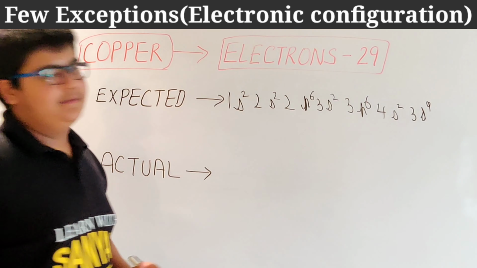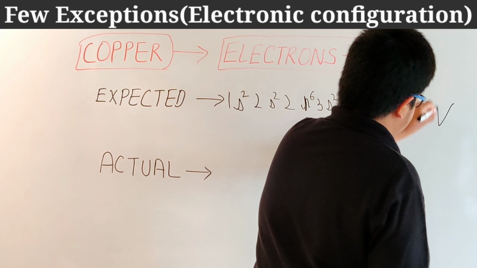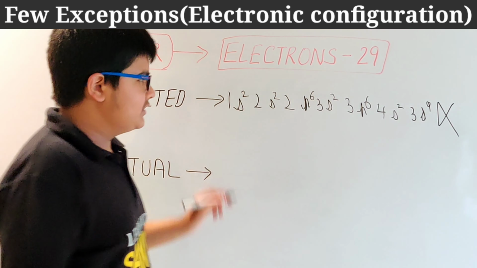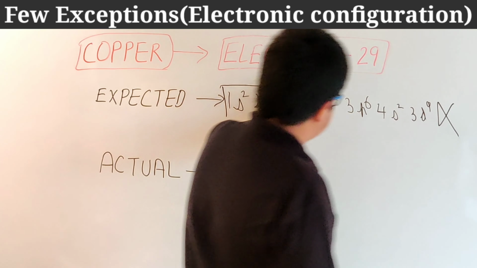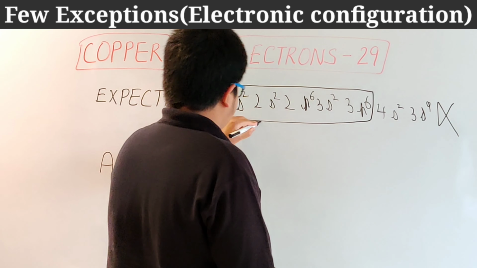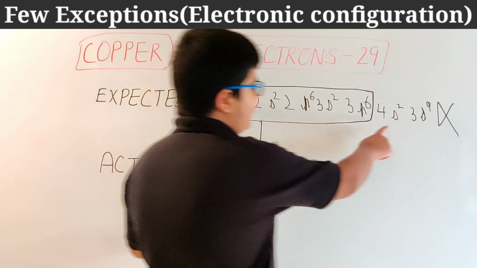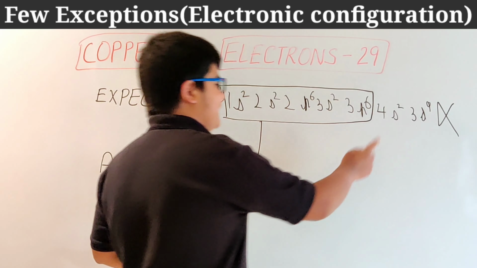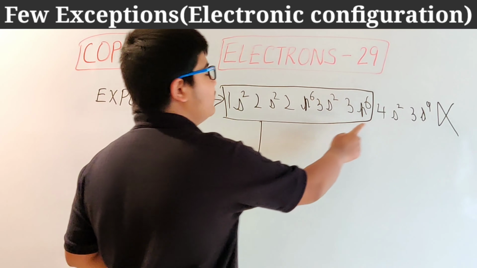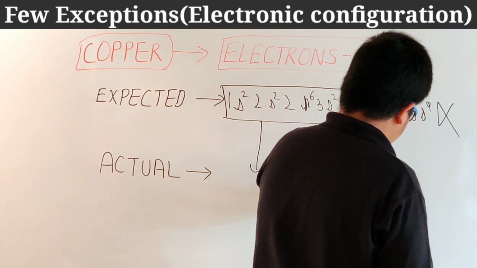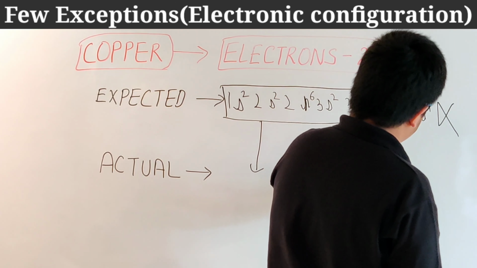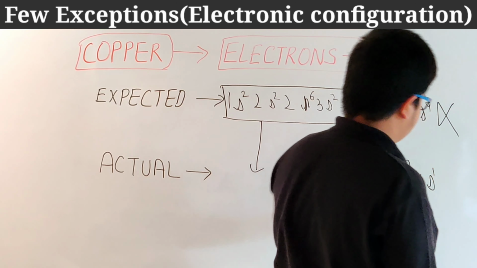But this does not happen. Again, this is an exception. This is wrong. So the actual configuration, this will remain the same, this will remain the same, but the change will be here. So again, the 3d orbital will be filled first and 4s will be filled afterwards. So 3d10 will be there and 4s1 will be there.